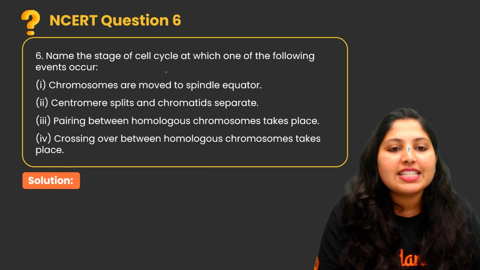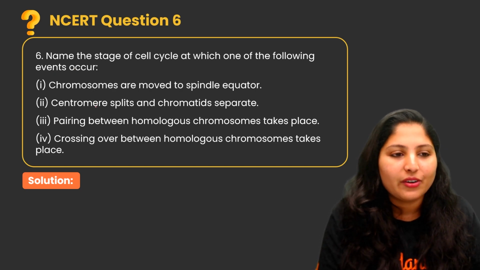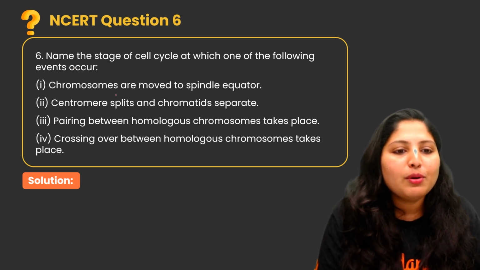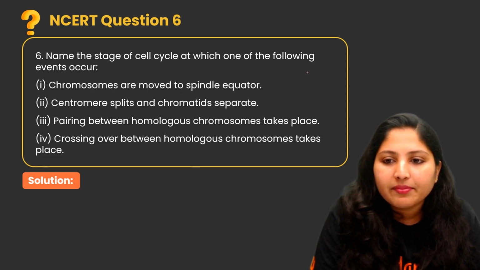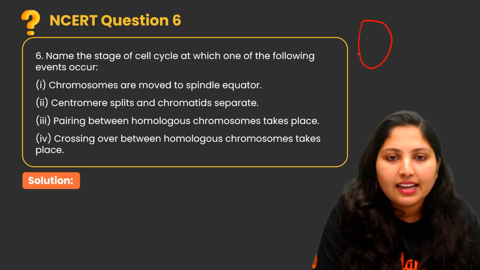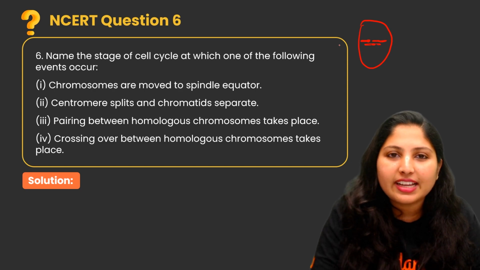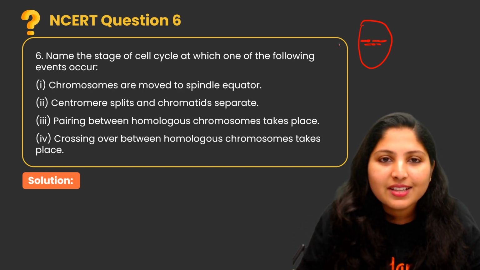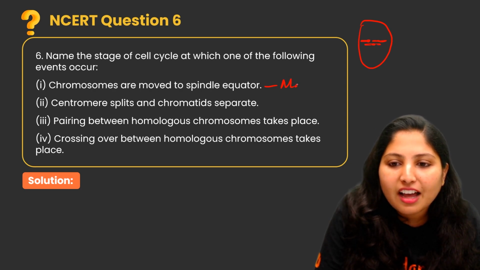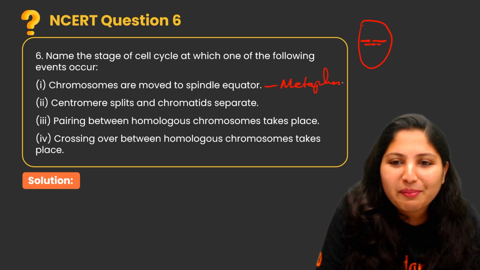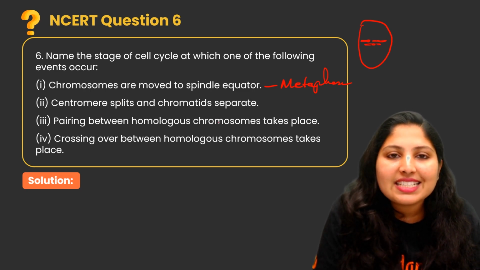Name the stage of the cell cycle at which one of the following events occurs. The first one says chromosomes are moved to the spindle equator. See, this is the cell. The chromosomes are at the equator, that means at the center. So this we can see in metaphase, right? So, metaphase.